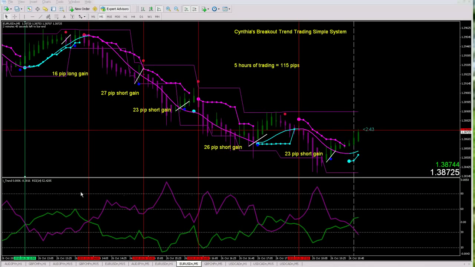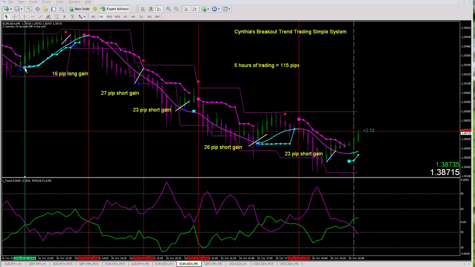Based on volatility, we are trading based on volatility, so we really want increased force, and I've created a special box down here with an indicator that gives you your entries and exits. So let me show you what a 5-hour trading morning was like this morning for 115 pips.